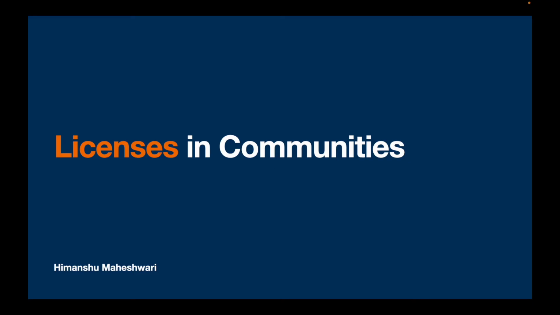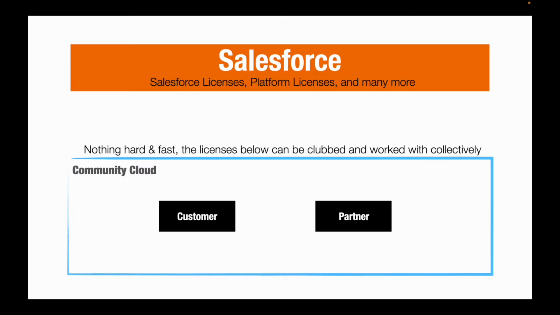Let's take a look at what licenses are available and what kind of access they provide us. So Salesforce has its own Salesforce licenses, right? There are platform licenses and there are many more options also, right? You have feature licenses, permission set licenses, and the core licenses. But for Community Cloud, you have the customer licenses available and you have the partner licenses, which brings me to the customer versus partner definition, right?